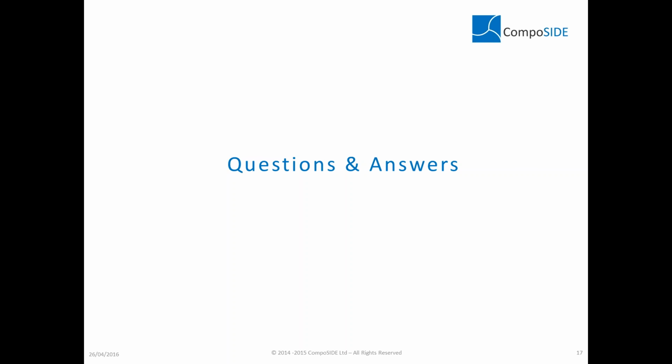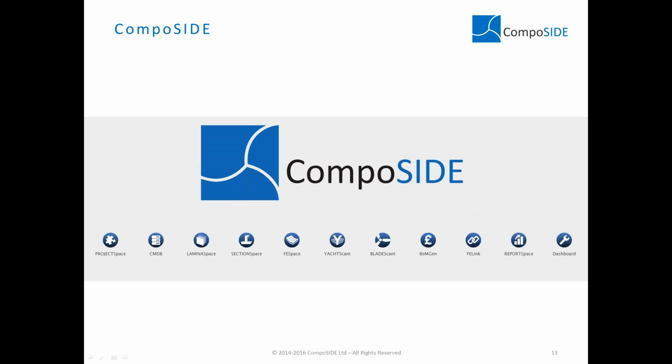Project space is the project. Maybe it's easier if we just go back to this one. So project space is the module dedicated to the management of your projects. So you can allocate which users are allocated to work on that same project. We have CMDB materials, laminate space, which is self-explanatory, section FE space. YachtsCant is a module dedicated to the marine industry that allows you to automatically output reports for the ISO and GL vessel certification organizations. So it follows the same principle of integration.